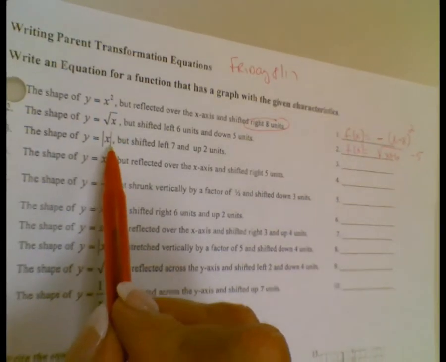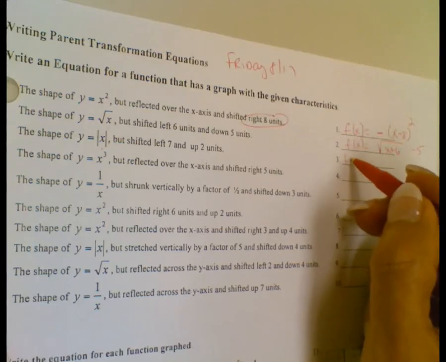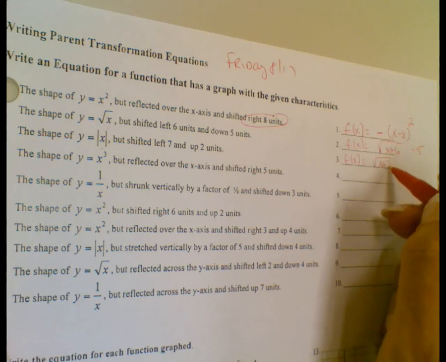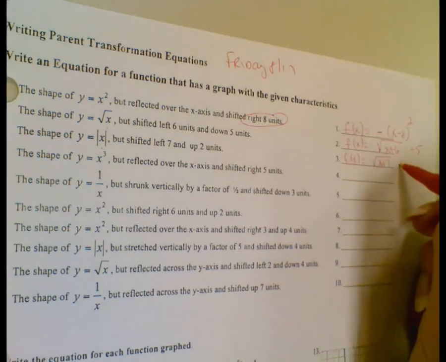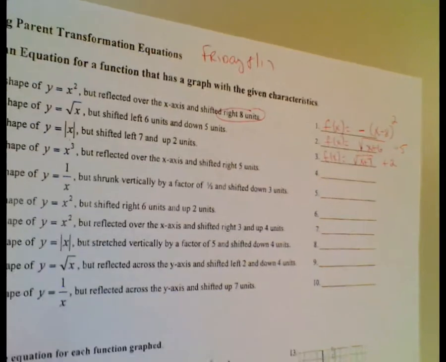The shape of an absolute value function. This is an absolute value, number 3. Left 7, up 2. Left 7 would be plus 7, right? Up 2. Done. Can you guys see that? Is that too small?